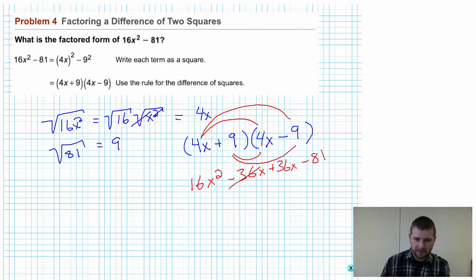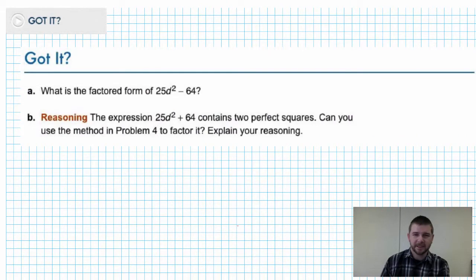Combine like terms. And we are right back where we began. Excellent.